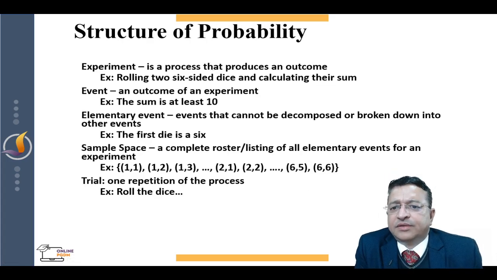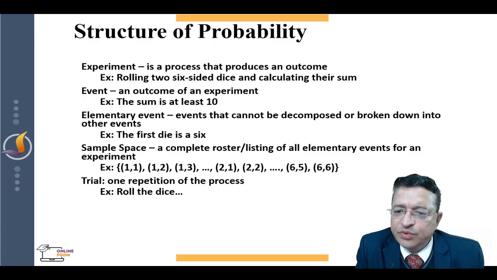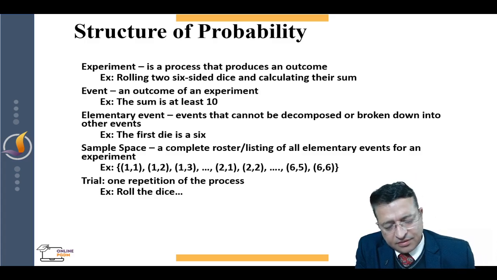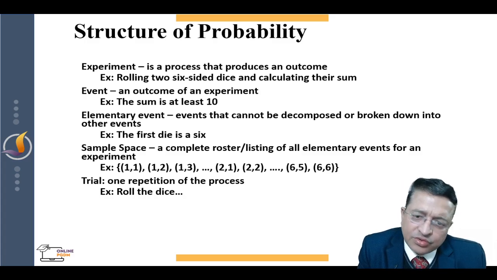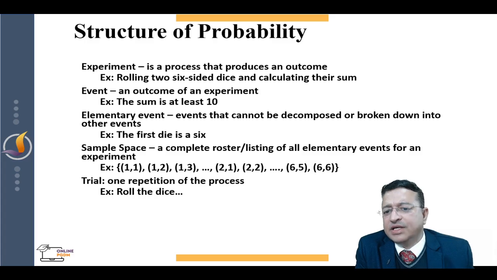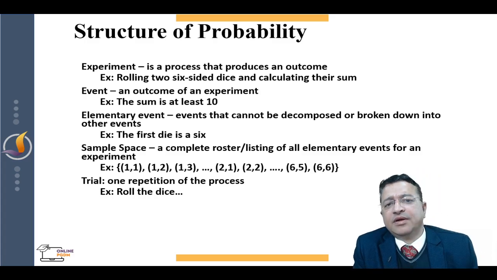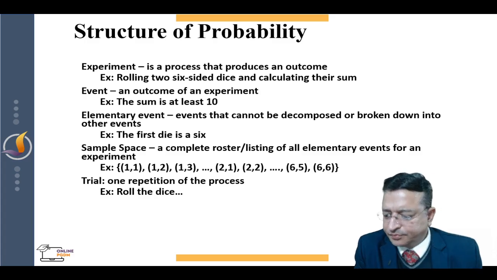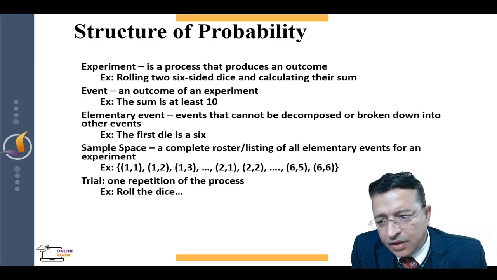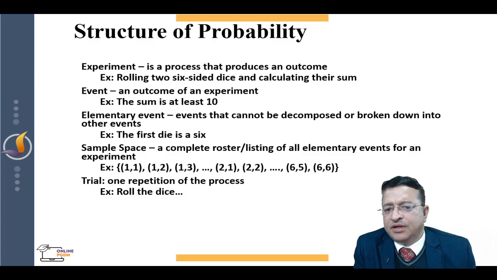Now the structure of probability. There is some terminology which we use, which is required to understand in order to solve problems where probability is involved. For example, experiment. What is an experiment? An experiment is a process that produces an outcome. Event: an outcome of an experiment.